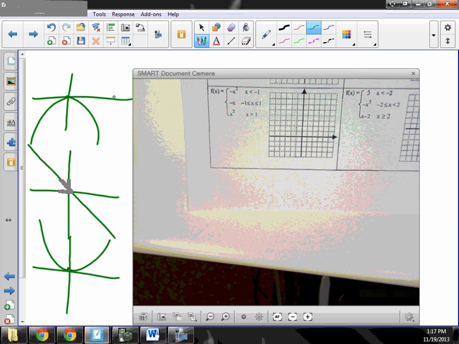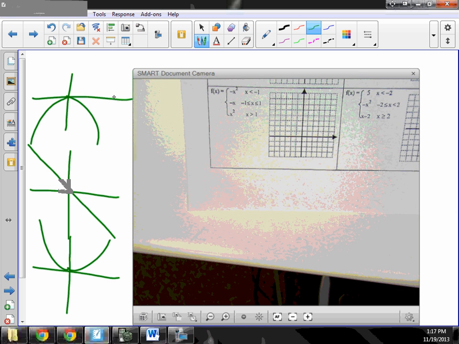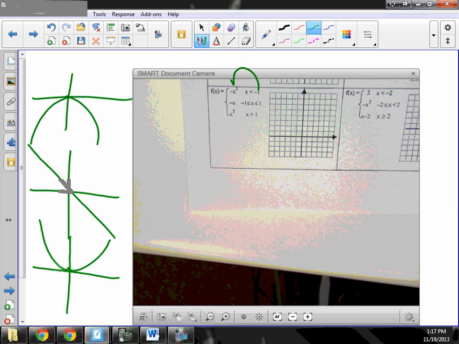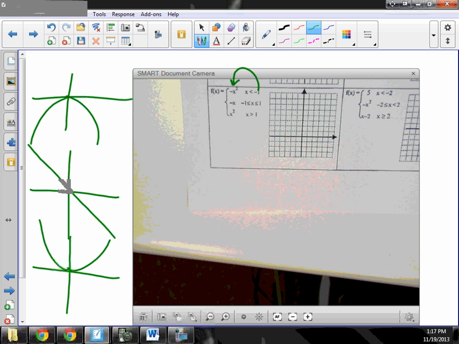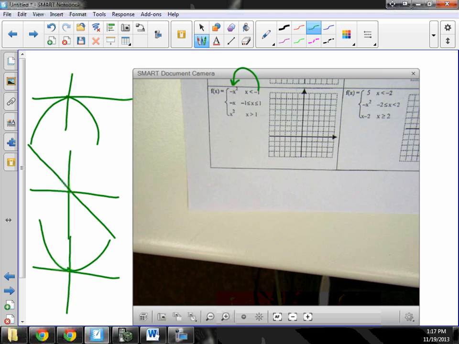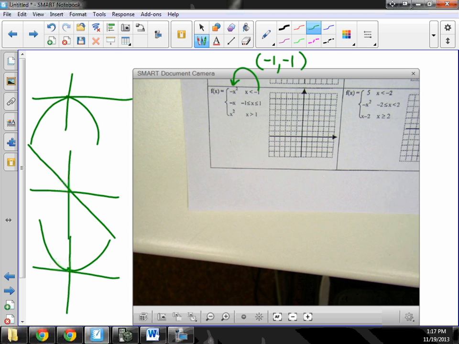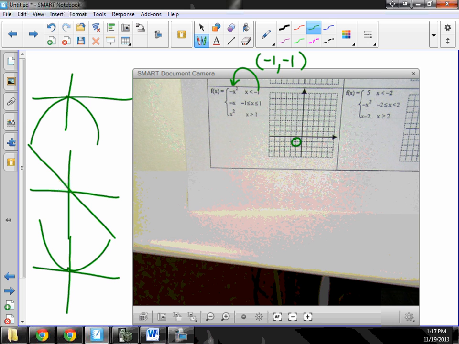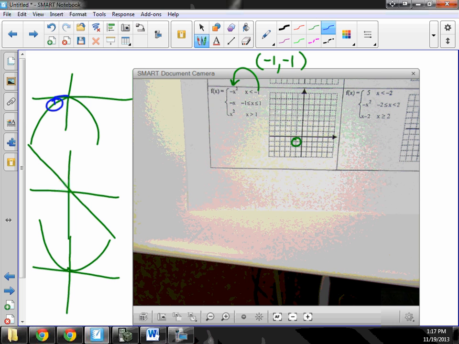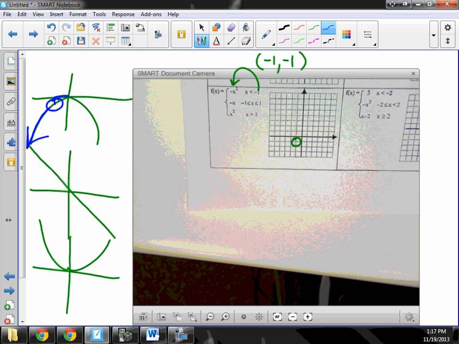So now I just need to figure out what the endpoints are. So I need to take -1 and plug it in here. What is the opposite of -1 squared? Well, -1 squared is 1, and the opposite of 1 is -1. So the point is -1, -1. Is that going to be open or closed? Open. So I go to -1, 1, and I draw an open circle. So over here, -1, 1, open circle, and I'm going to put this graph on there. So it's going to look like this.